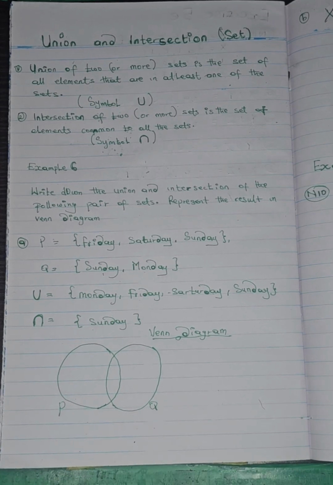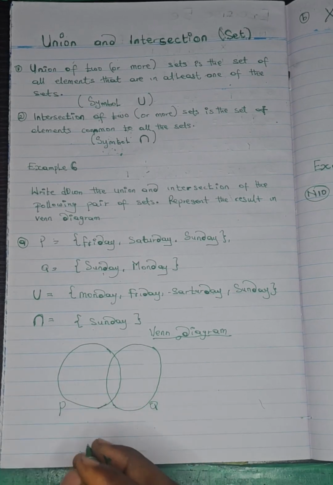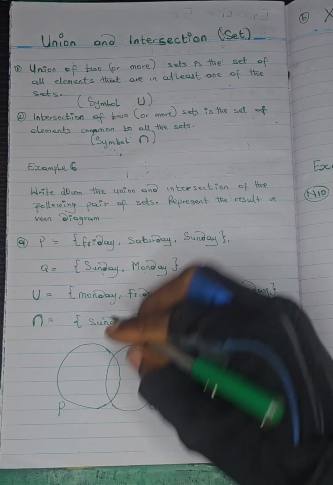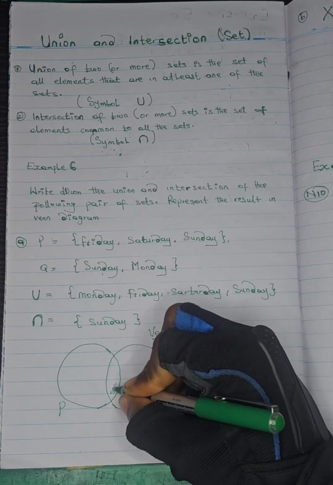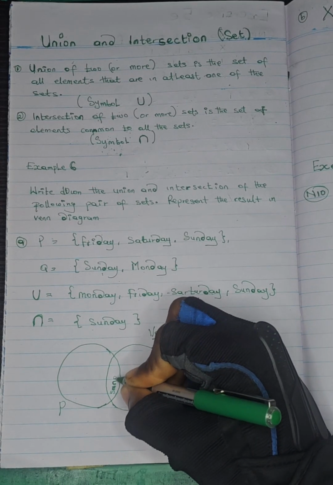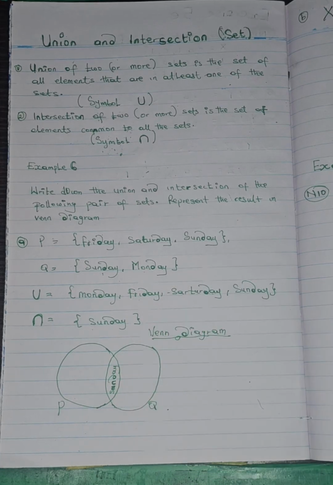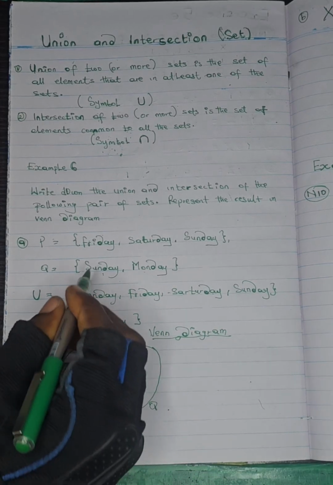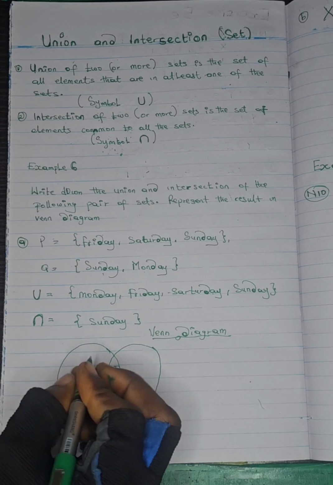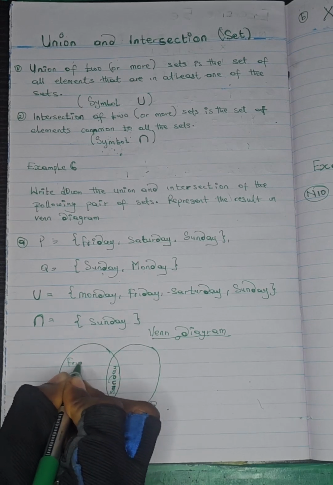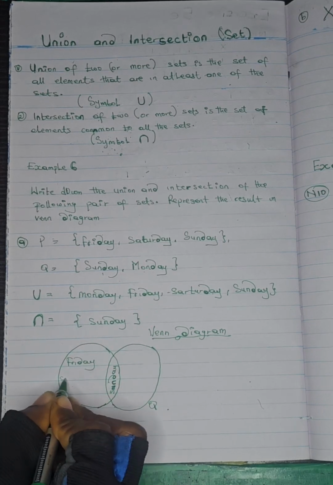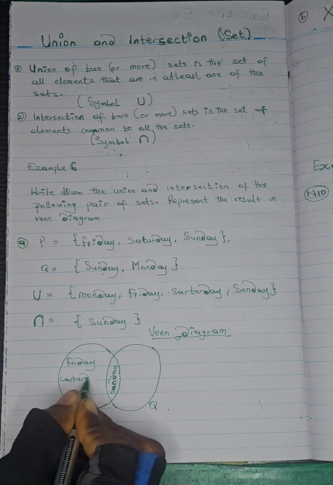Remember what we did in our previous class? First solve for what they have in common before you write for the rest, so you don't repeat anything. So what they have in common is Sunday. So let me write Sunday here. There's an error. This is Sunday. So then we also have Friday and Saturday. So I'll write Friday. I'll write Saturday.